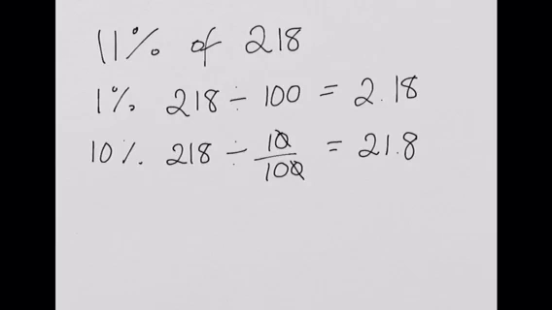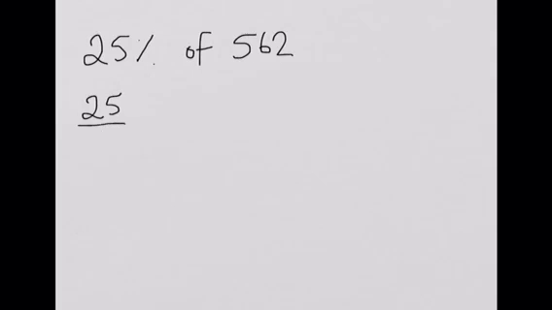There is another way you can do this, but this is the easiest way to do it, thinking in terms of simple fractions. Now, another way, when you get a percentage which you can turn into an easy fraction, so if we take the example 25% of 562, well, I know that 25% is 25 over 100, and that's also equal to 1/4. So you're asking for 1/4 of 562.